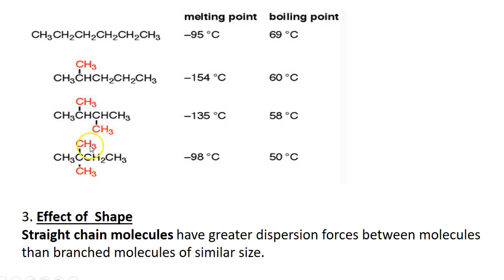I shouldn't say clumped. They're branched. So the types of branching that you get affect the boiling point. Branched molecules have lower boiling points, with less dispersion forces.